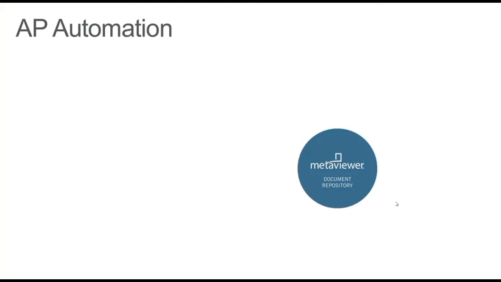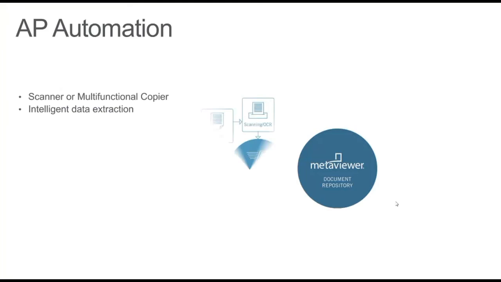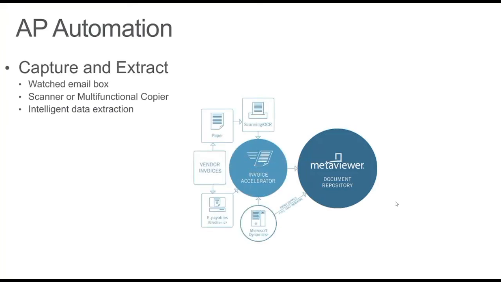One of the things you can use MetaViewer for that is probably one of our most popular solutions is AP automation, or how do I get control over processing the invoices through my organization. If I take that technology of MetaViewer and apply it to the challenges of processing invoices, it starts by capturing the invoices as soon as they come into my organization, whether they be paper or electronic. And it's really this electronic side that we'd like to focus on with our clients.